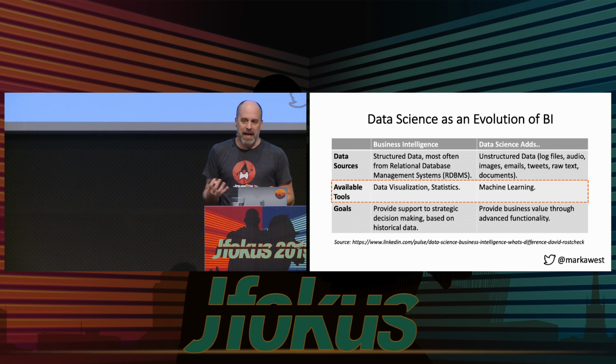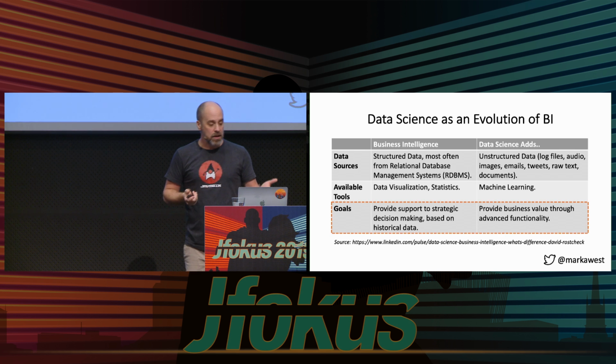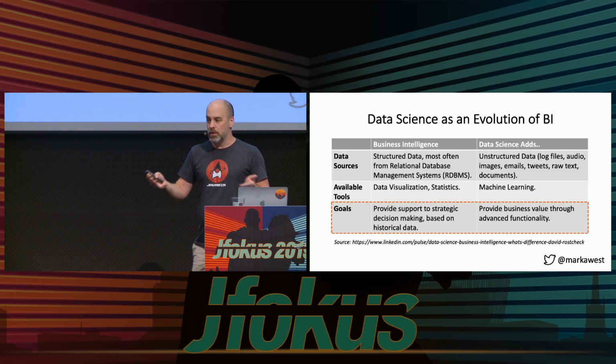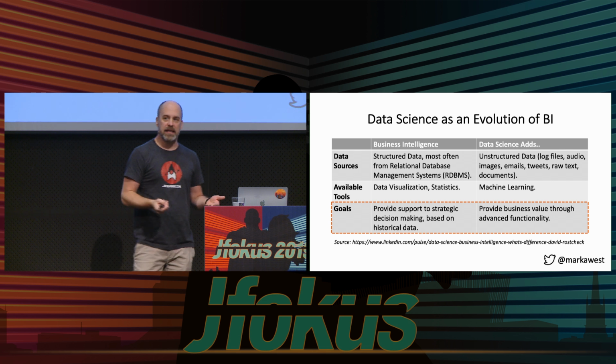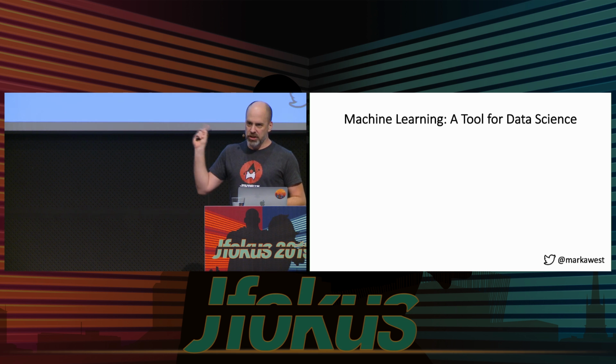Business intelligence often is about visualizing your data and using statistics to steer your ship. But data science also adds the ability for machine learning. And the goal of BI is, as I just said, strategic decision making. Whereas data science can give you the ability to actually create your self-driving cars or your facial recognition or your voice analysis. So machine learning then.